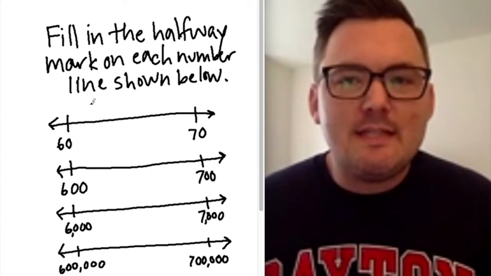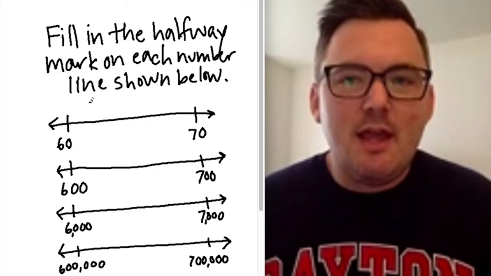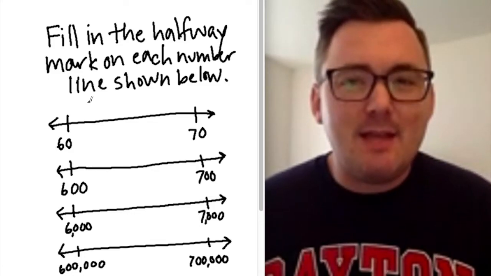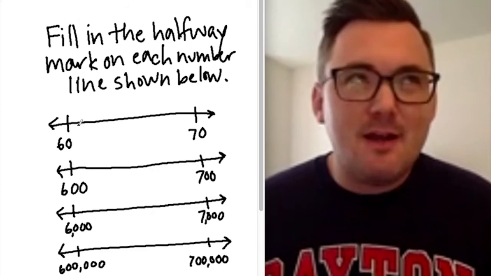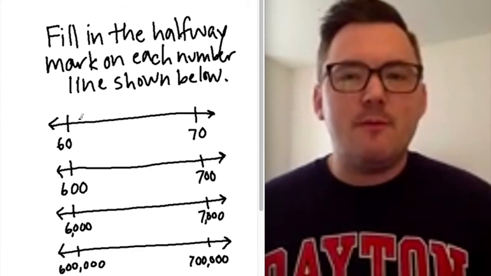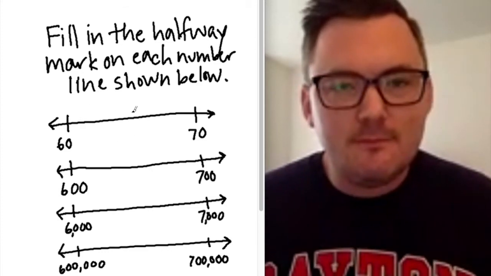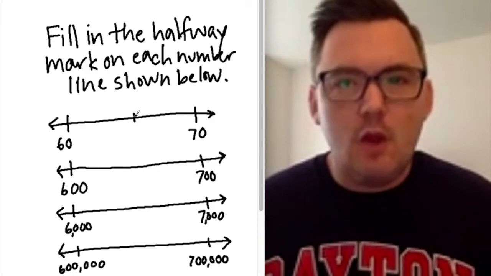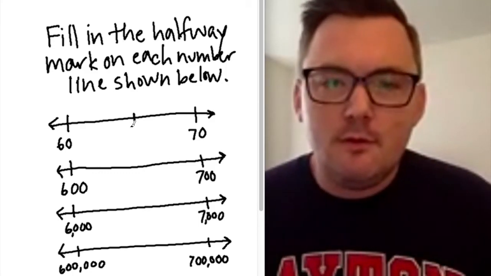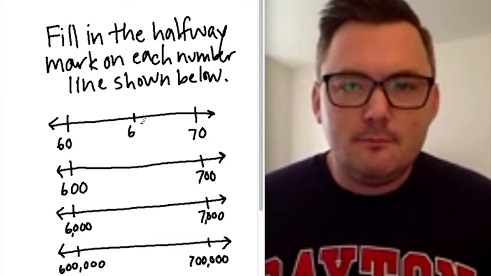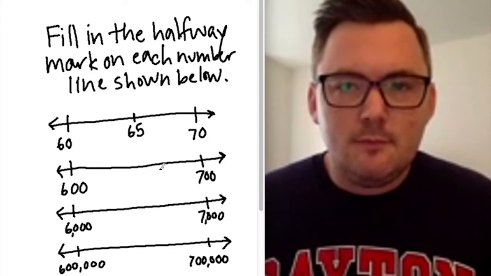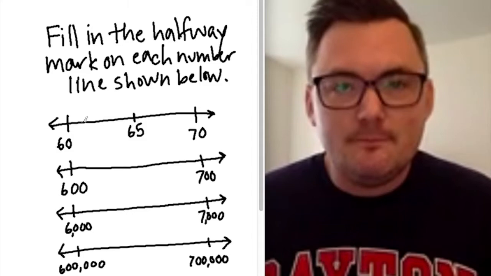So I know I have 60 and 70 on each end, and I know that the numbers are going to be going up by 10. So I know that half of 10 is 5. So my halfway mark is 5 more. So it'd be 65. Okay, let me mark that. So right here in the middle, I should put a 65. Not a 5, right? A 65. Correct. Got it. Okay, cool.